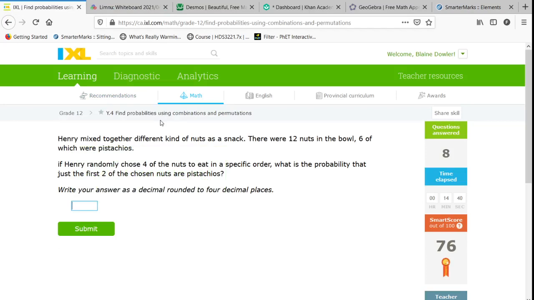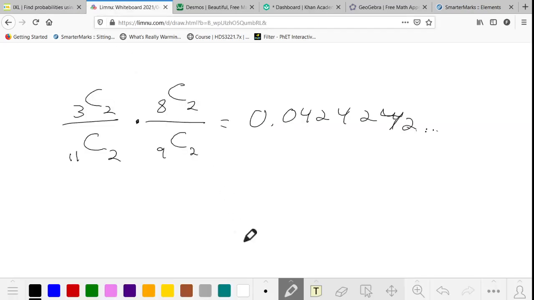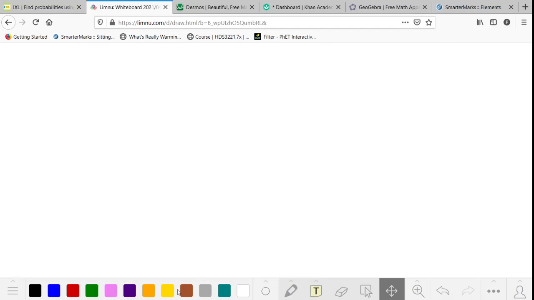Now, number 9. Henry mixed together different kinds of nuts in a sack. There were 12 nuts in the bowl, 6 of which were pistachios. If he chooses the nuts to eat in a specific order, what is the probability that just the first 2 of the nuts are pistachios? So, again, we're choosing 4 out of 12 and 6 are pistachios. So it's the same setup we have here. So first we're choosing 6 choose 2 out of all possible options. So that's 6 choose 2 out of 12 choose 2. I don't know why I was saying 12 but writing 6 again.